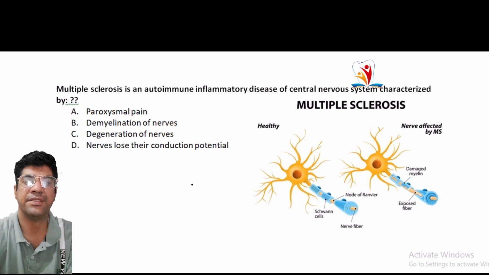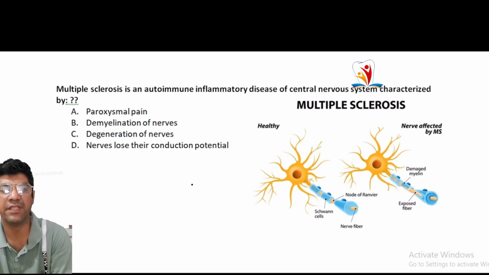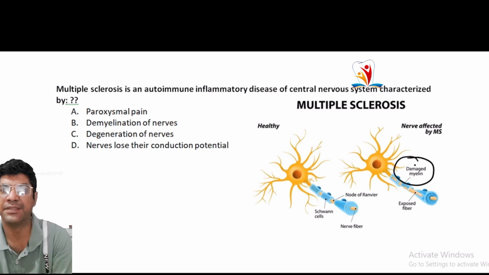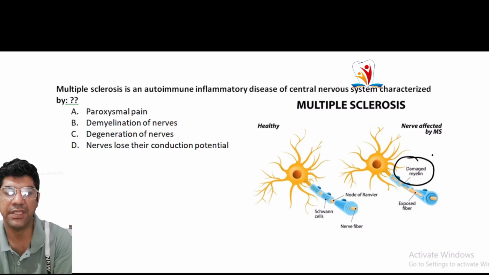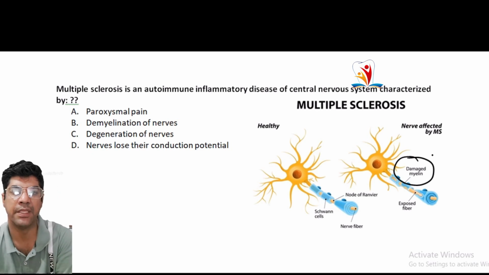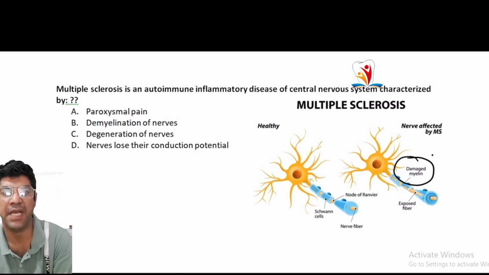Multiple sclerosis is an autoimmune inflammatory disease of the central nervous system that is characterized by demyelination of the nerves in the central nervous system, that is the brain and the spinal cord. So the protective myelin sheath surrounding the nerve fibers is damaged or destroyed. That can lead to multiple sclerosis.